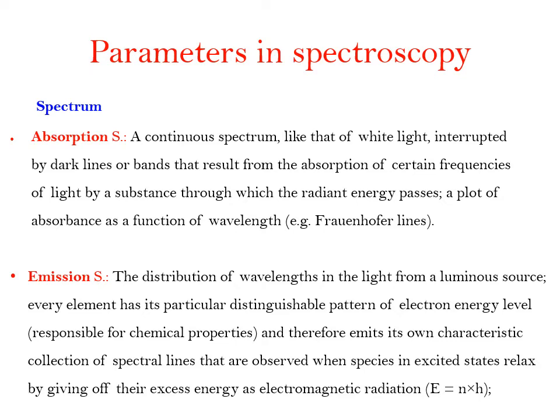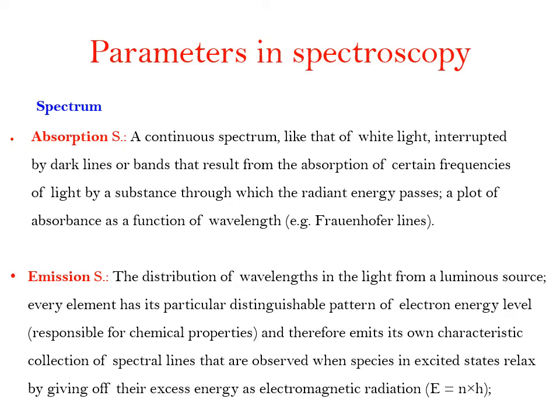Fraunhofer lines. Fraunhofer lines are a set of spectral absorption lines named after a German physicist called Joseph Fraunhofer. The lines were originally observed as dark features in the optical spectrum of the sun. So the absorption spectra tells us the unique absorption wavelengths of molecules or elements.